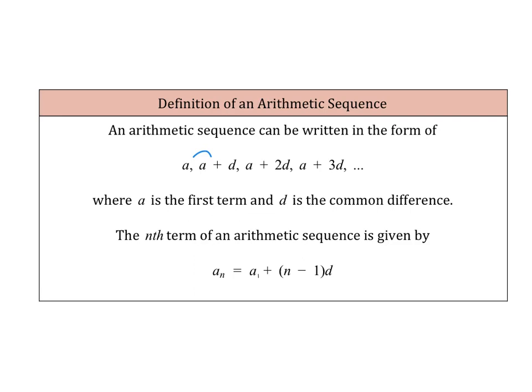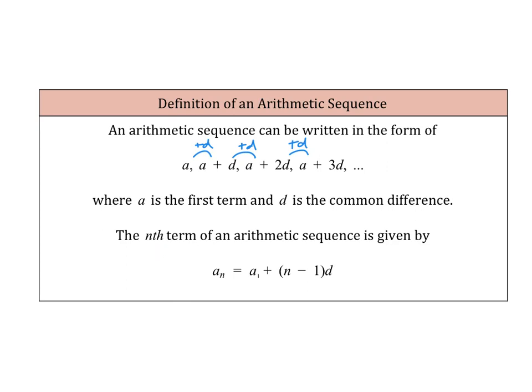So this is really just a fancy way of saying that there is what's called a common difference between each term, meaning you're adding or subtracting the same thing every single time. In this example, a is the first term, and d is that common difference. You can be adding, so the common difference can be positive, or you could be subtracting, so it could be negative.